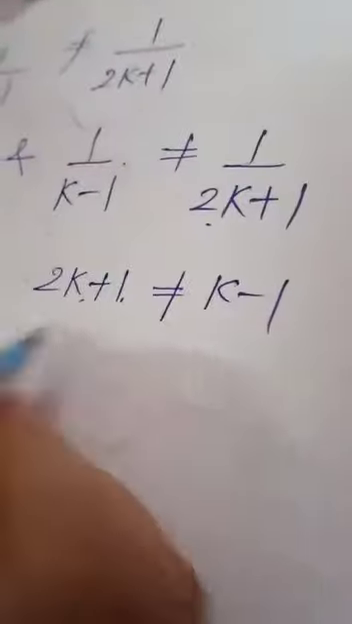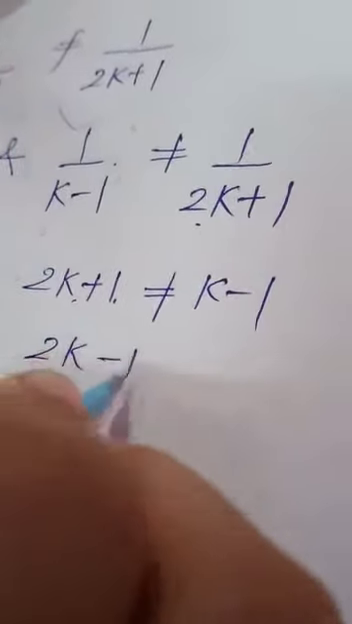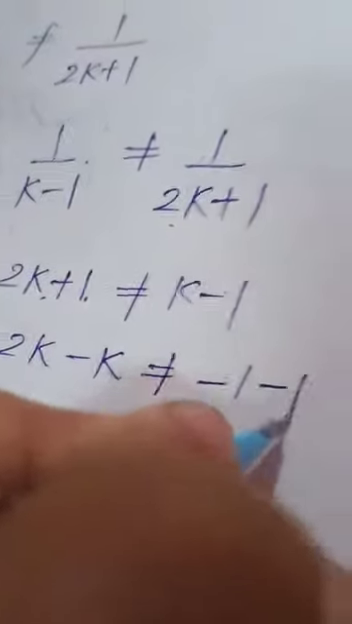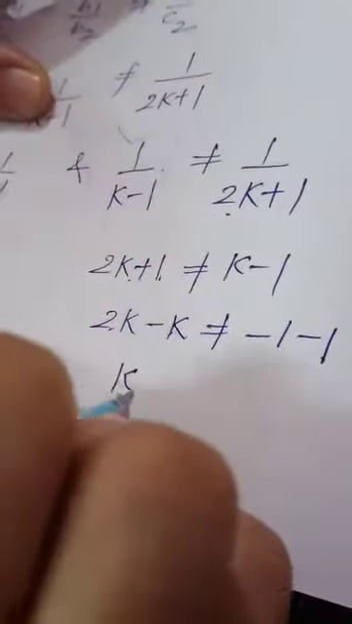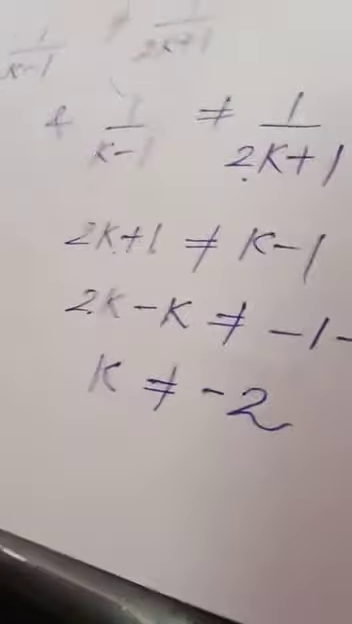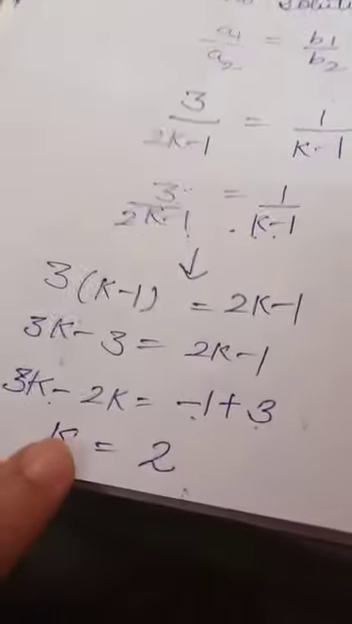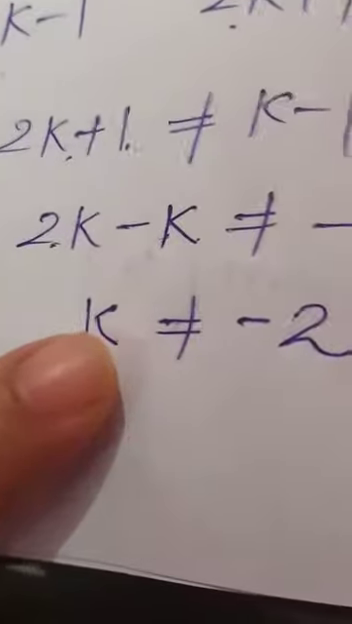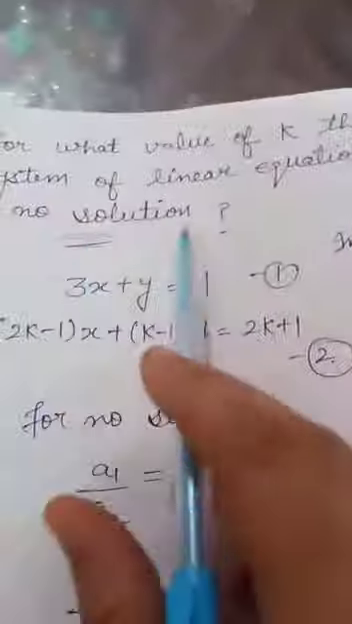Let's solve this side also. If we solve the other side by cross multiplication, what do we get? 2k plus 1 is not equal to k minus 1. Shift the value of k to this side: 2k minus k is not equal to minus 1 and minus 1, so 2k minus k is not equal to minus 2. So what are we getting? We are getting k is equal to 2 and k is not equal to minus 2. So it means for k equal to 2, the given system of linear equations has no solution.